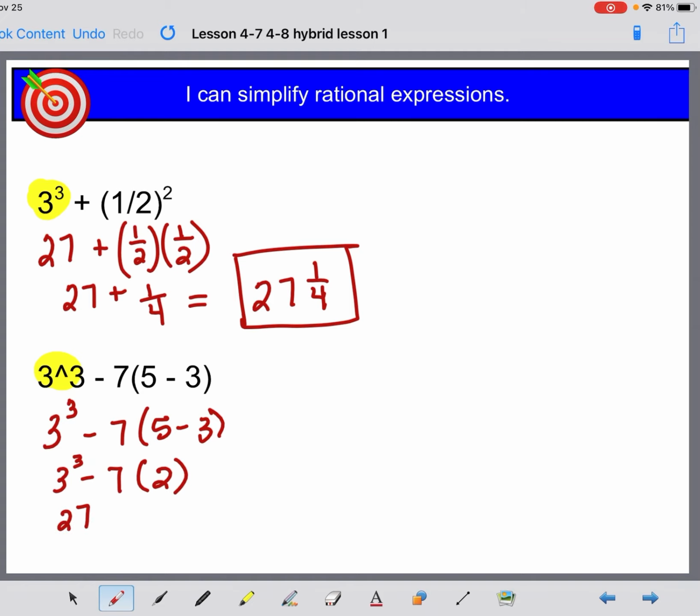3 to the third is 27 minus 7 times 2. The next step is to do my multiplication or division. Do not take 27 minus 7 first. I know that's tempting. I have to do multiplying first. 27 minus 14. 27 minus 14 is 13.